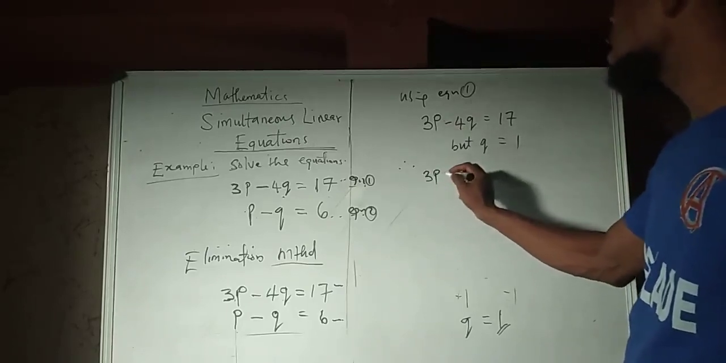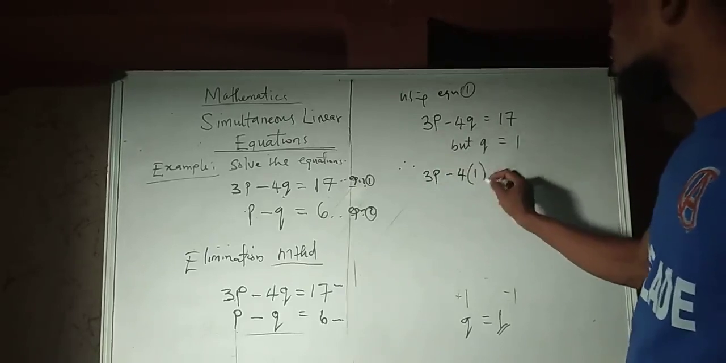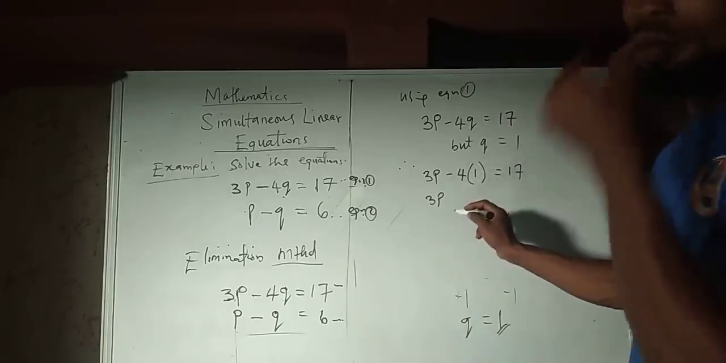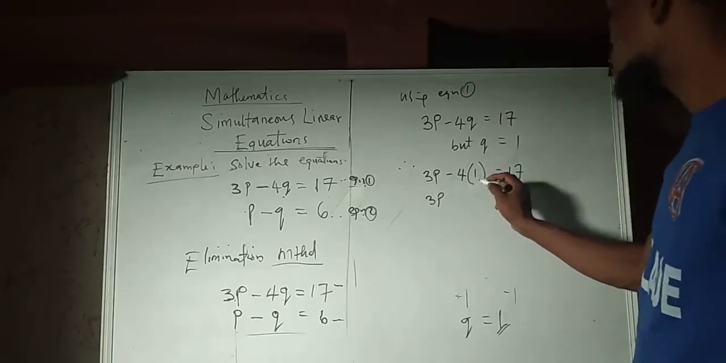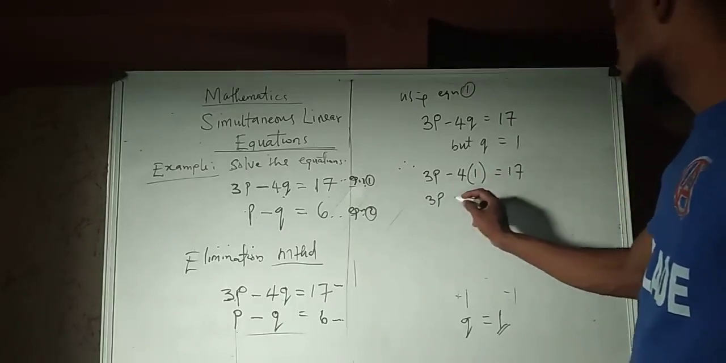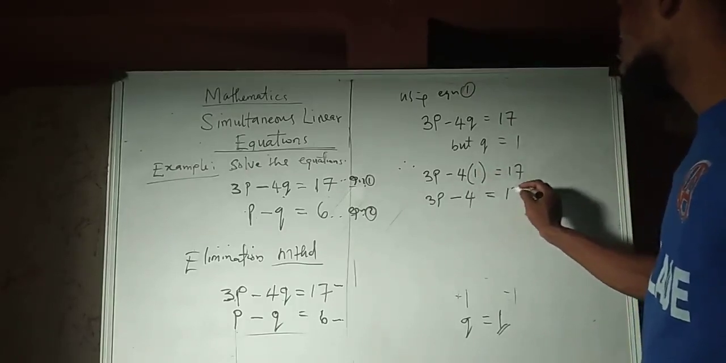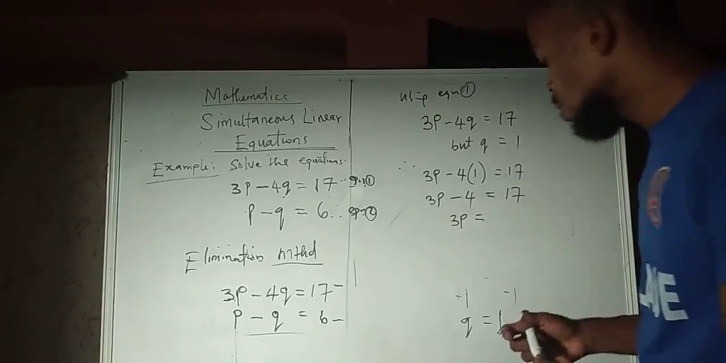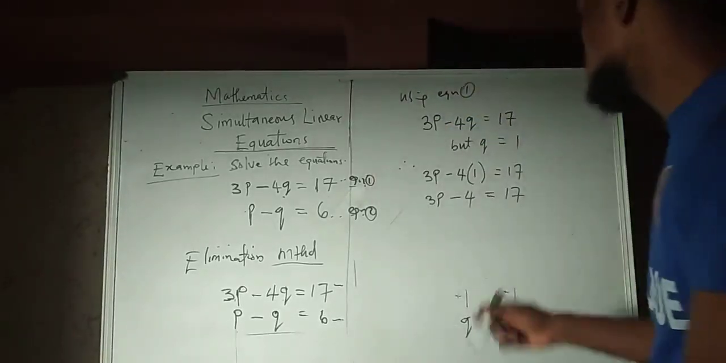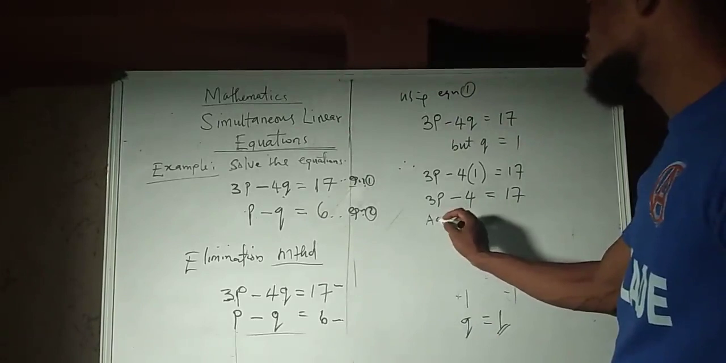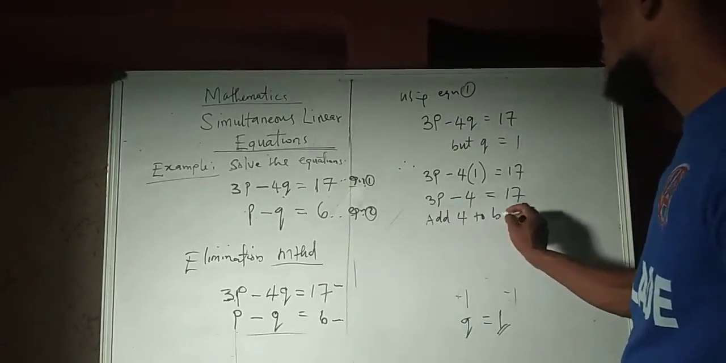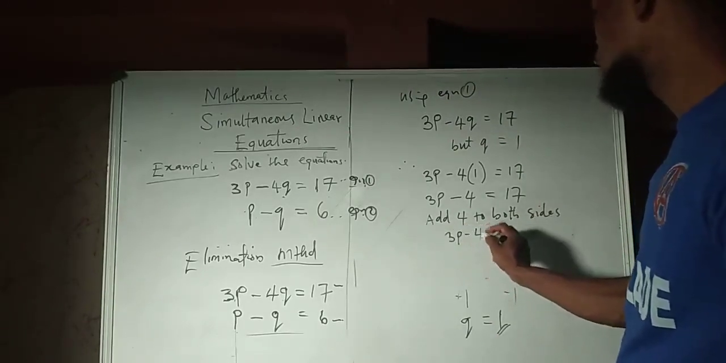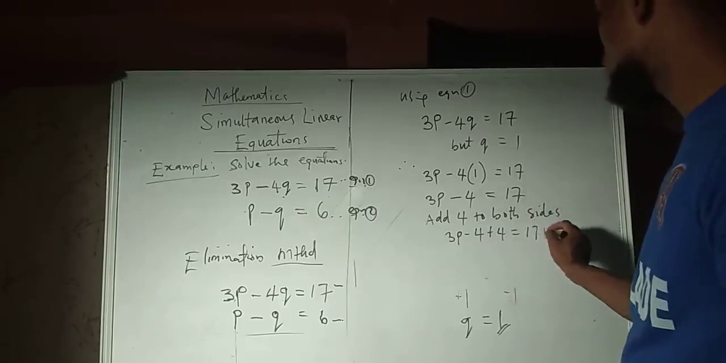So I'm going to have 3p minus 4, q is 1, equals 17. So this will be 3p, 4 times 1 is 4, so minus 4 here equals 17. So this will now become 3p equals... since we have this equation 3p minus 4, all we are going to do is add 4 to both sides. So this is going to be 3p minus 4 plus 4 equals 17 plus 4.